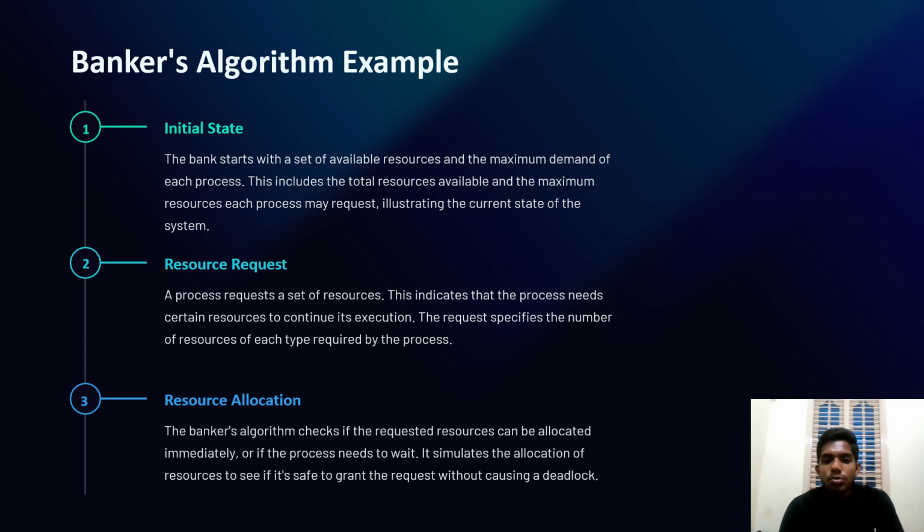This indicates that the process needs certain resources to continue its execution. The request specifies the number of resources of each type required by the process. Resource allocation. The Banker's algorithm checks if the requested resources can be allocated immediately or if the process needs to wait. It simulates the allocation of resources to see if it's safe to grant the request without causing a deadlock.